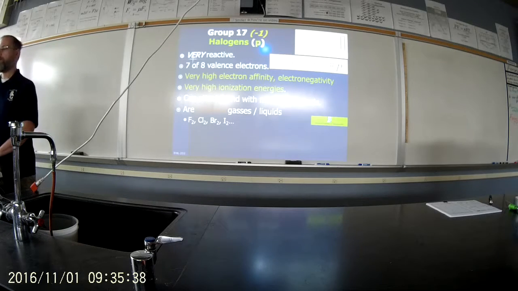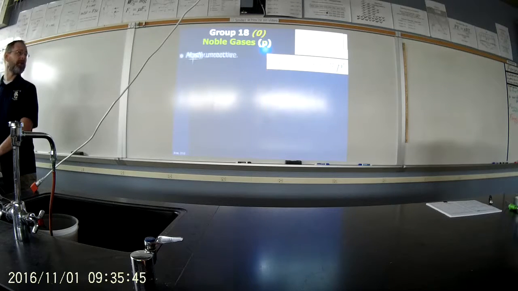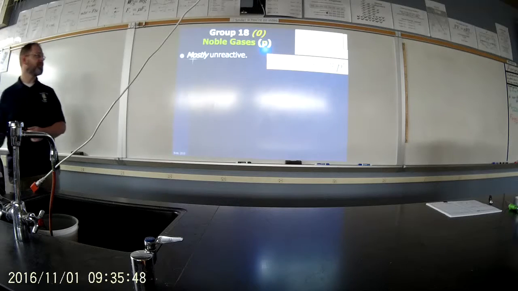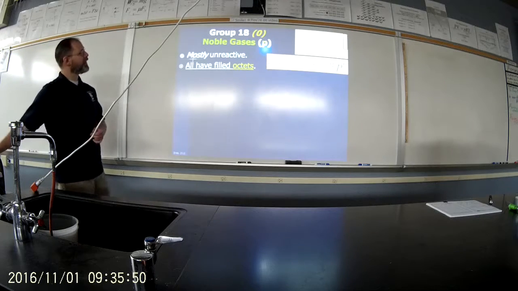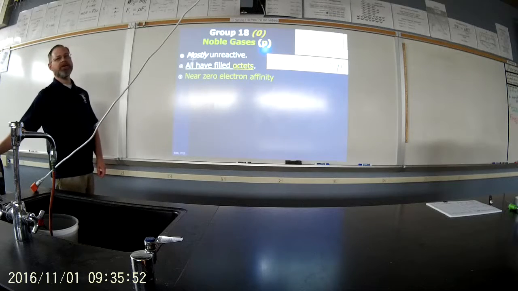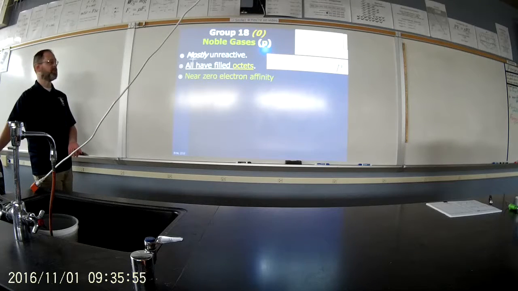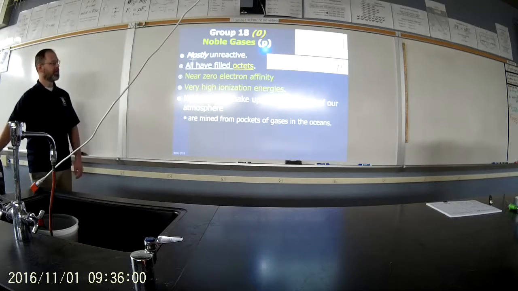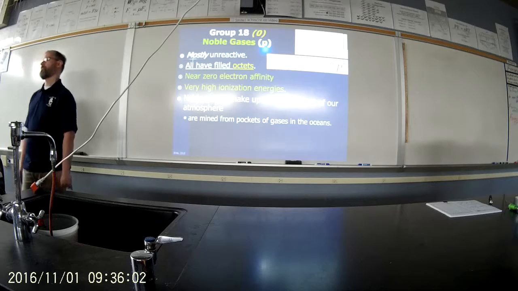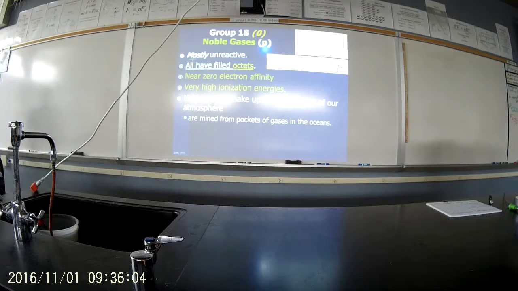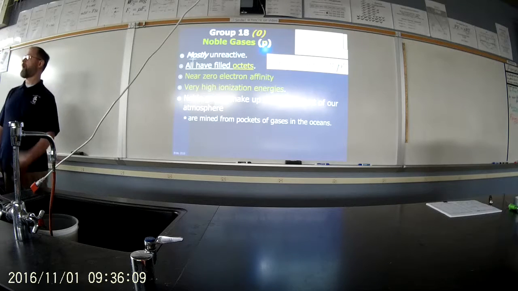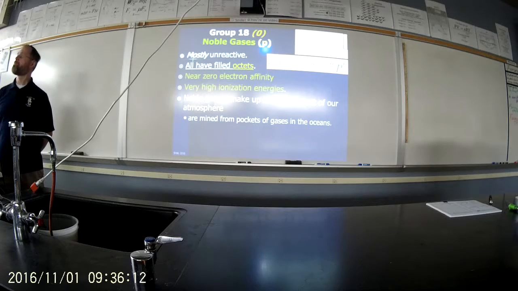Okay. 2 more groups left. What's the next group we're going to talk about? Yeah. I really don't have to tell you anything about the noble gases you don't already know. It's the NP6. They're mostly unreactive. They have filled octets. They have near zero electron affinity because they have filled octets. They have very high ionization energy. Same reason. And you get them from the ocean. Where do you get the noble gases? Well, you can't go dig it up out of a mountain because it would just evaporate into the air. You get them in the ocean.